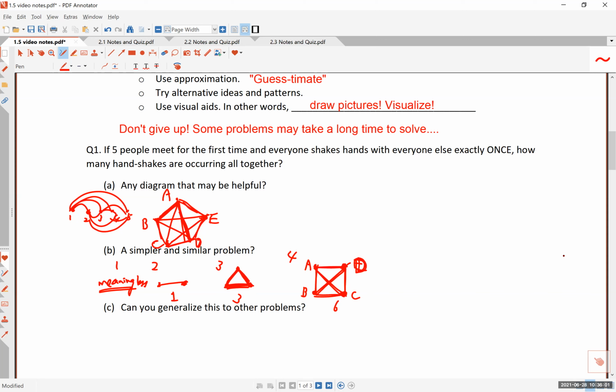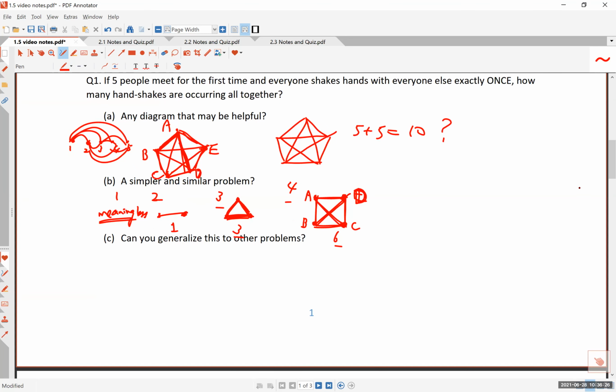We have discovered correctly, for 2 people, you need 1 handshake. For 3 people, you need 3. For 4 people, you need 6. And how about this one here? 1, 2, 3, 4, 5. And then you have 1, 2, 3, 4, 5. 5 plus 5, it looks like 10 handshakes are required. Can you generalize this problem here?